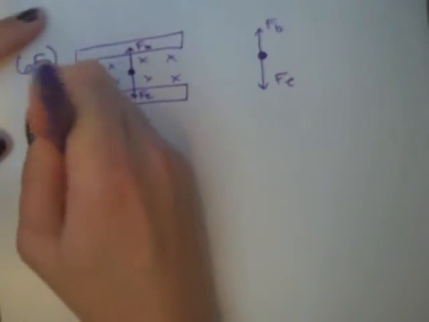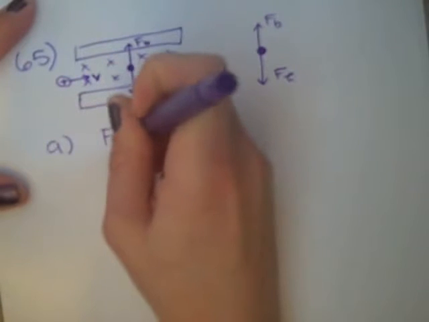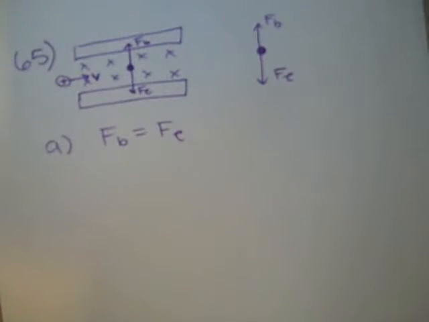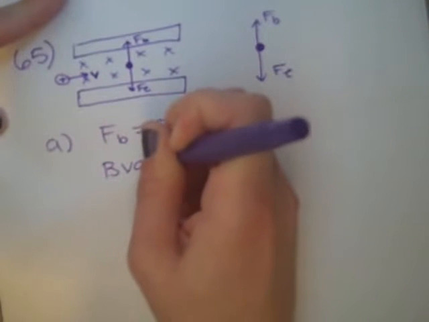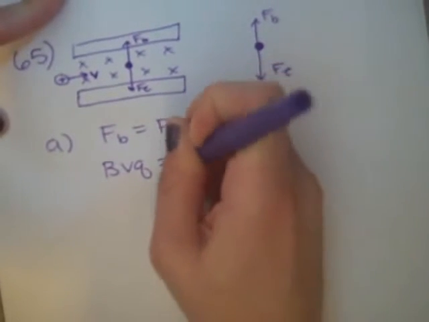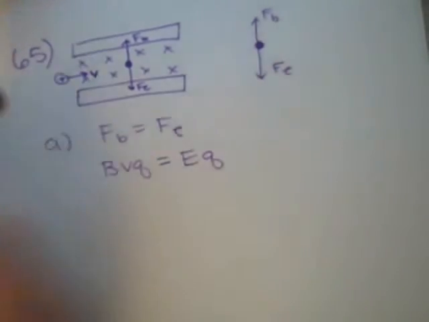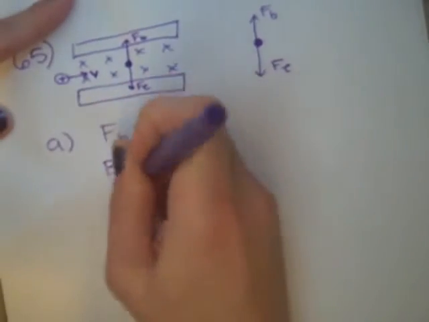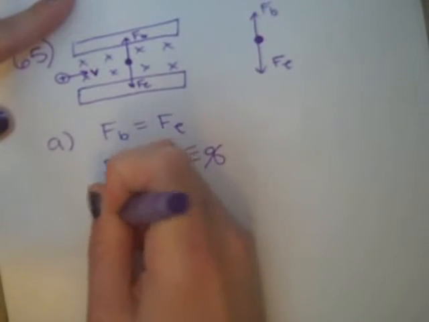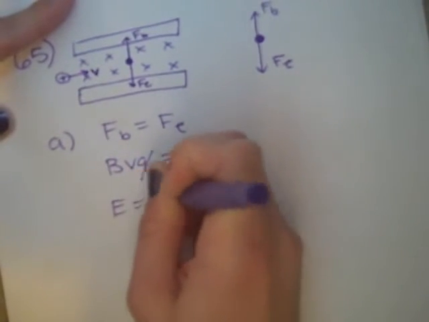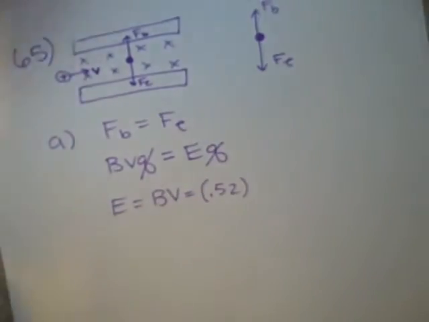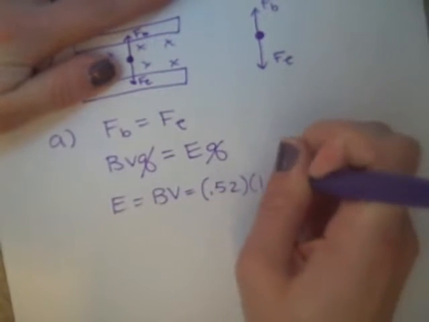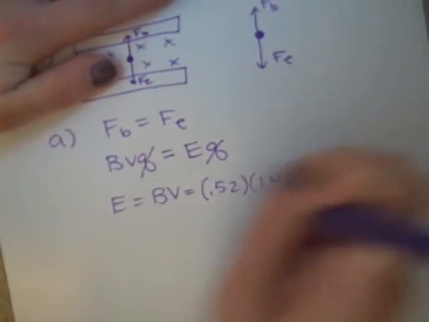And in part A then, your key is that you want your magnetic force going up to be balanced by your electrostatic force going down. And so for a little particle, your magnetic force is B times V times Q. And that's going to be equal to your electric force, which is E, the electric field, times Q, the charge of the particle. And you can see your Q's will cancel, and your electric field then will be B times V. And they tell you that the magnetic field is 0.52 Teslas, and the velocity of the particle was 1.42 times 10 to the 5th meters per second.